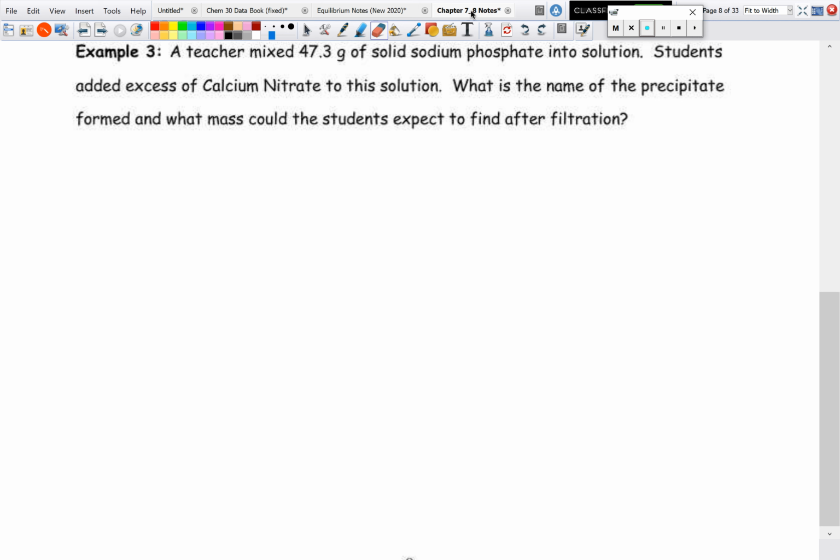This one reads: a teacher mixed 47.3 grams of solid sodium phosphate into a solution. Students added an excess of calcium nitrate into the solution. What is the name of the precipitate? Just remember from our last lesson, the precipitate is a solid that forms. And what mass could the student expect to find after the precipitate was filtered?